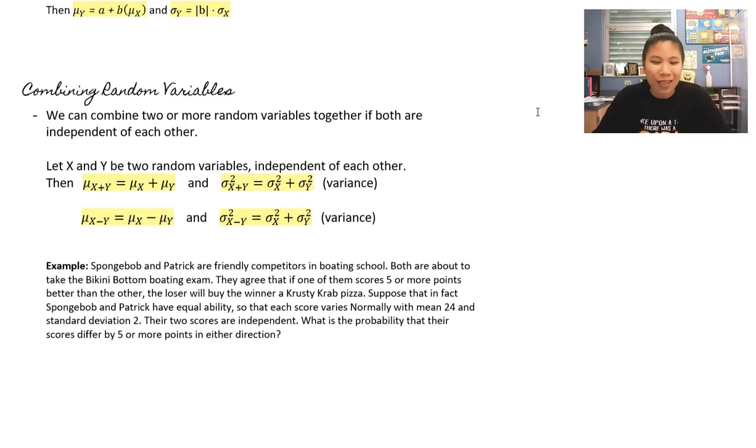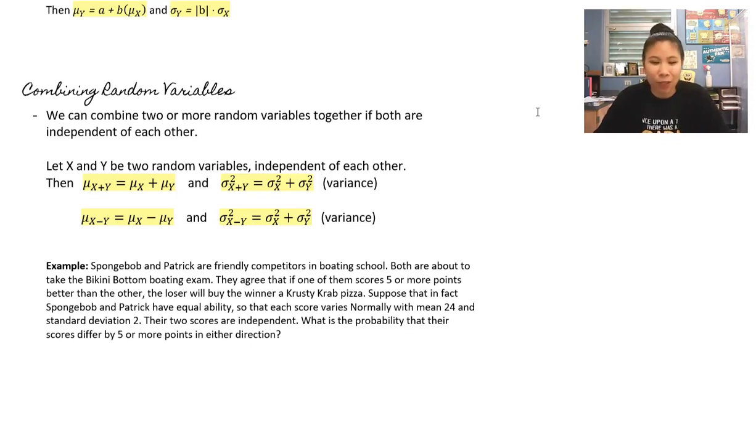Delicious. Suppose that in fact SpongeBob and Patrick have equal ability so that each score varies normally with mean 24 and standard deviation of 2. Their two scores are independent of each other. What is the probability that their scores differ by 5 or more points in either direction?